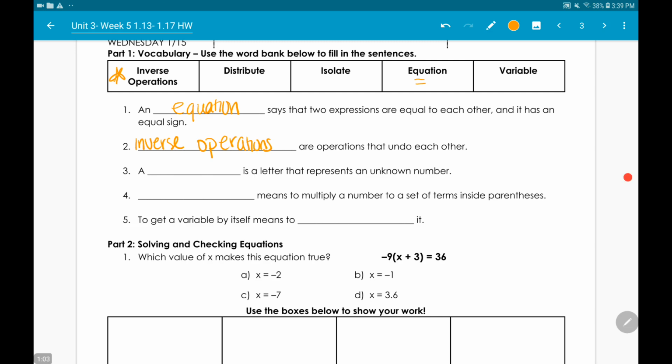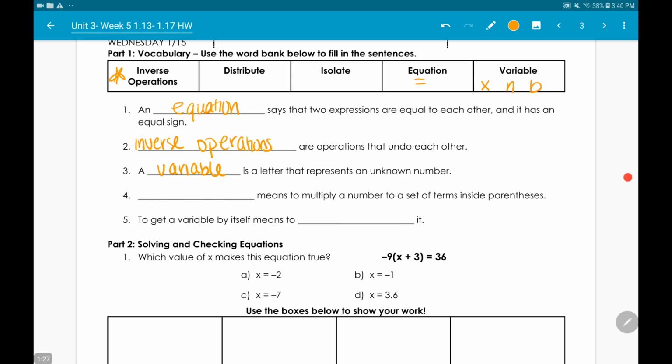A blank is a letter that represents an unknown number. So what represents an unknown number? We say it all the time. Usually it's X, B, M, whatever we want. And that's a variable. So a variable is a letter that represents an unknown number.